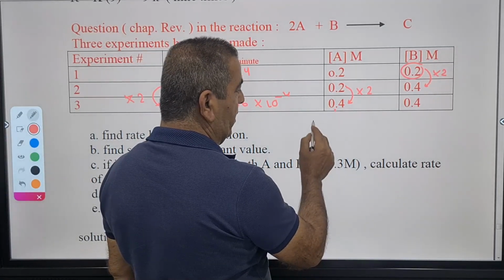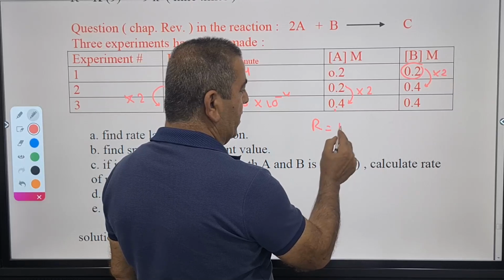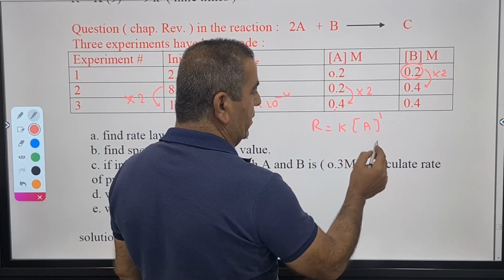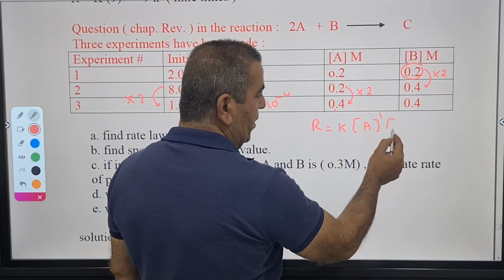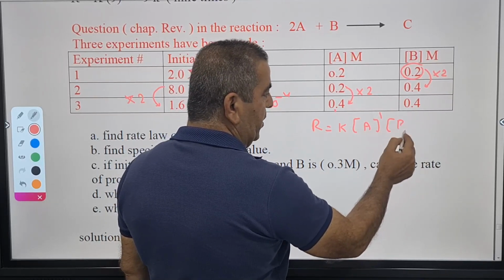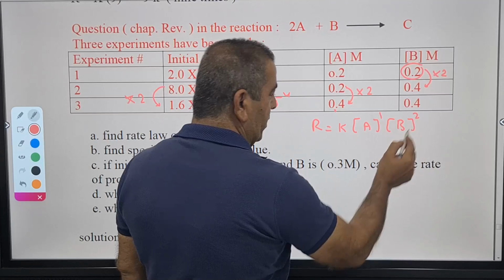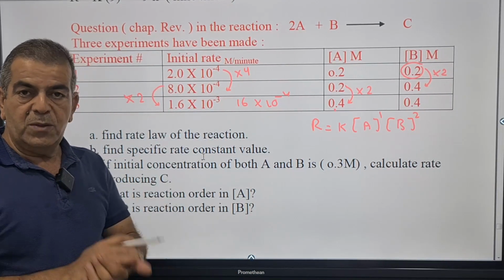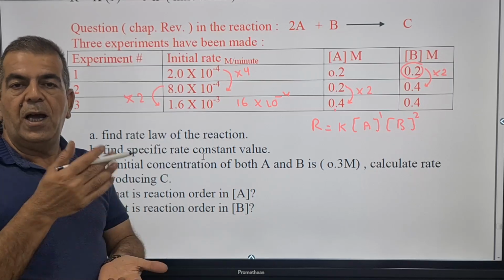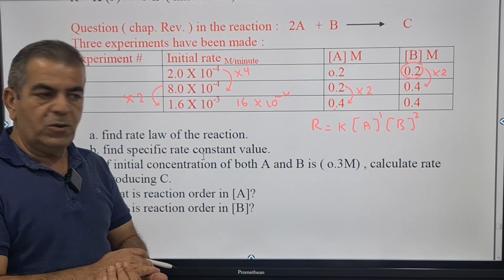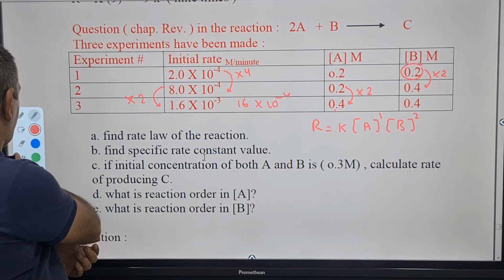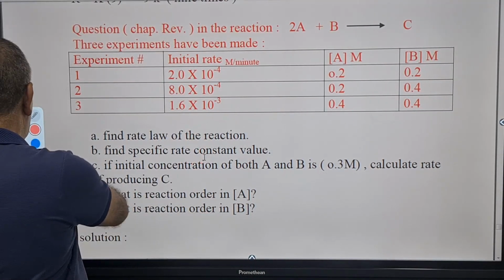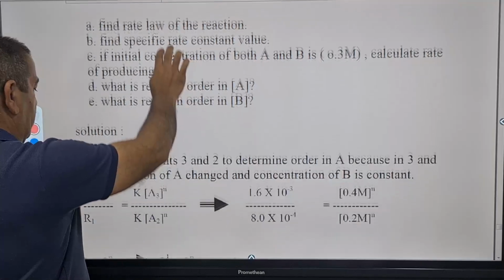We can predict that R equals K times A, its power we said 1. If not written, it is also correct. B and its power is squared. Let's follow the technique of your textbook and see if we will have the same result or not. Okay, now let's move forward and see the solution based on your book's technique.